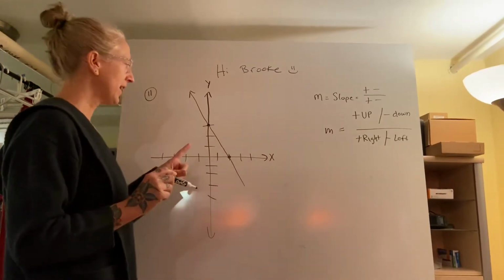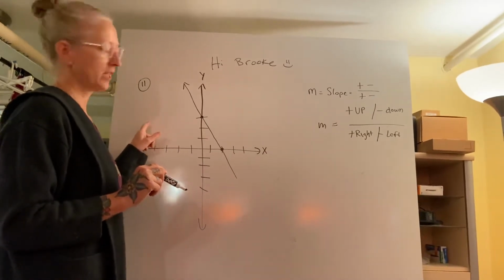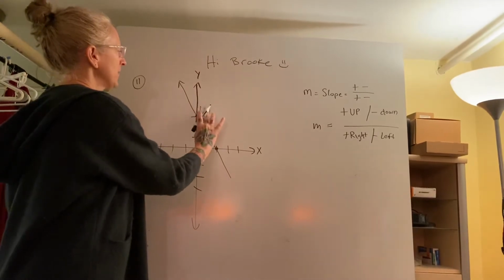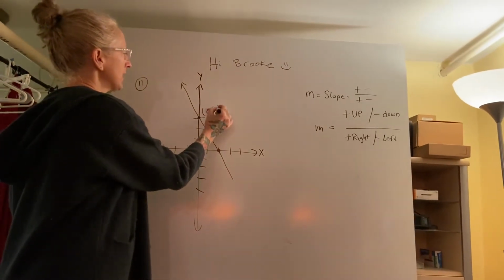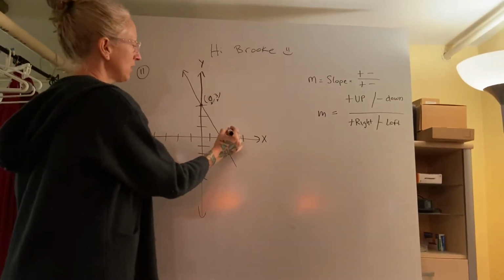Okay, so we're gonna find the slope between these 2 points. This is just like your number 11 on your worksheet. So this point is 0, 3, because we always list the x coordinate first and then the y, and this point is 2, 0.